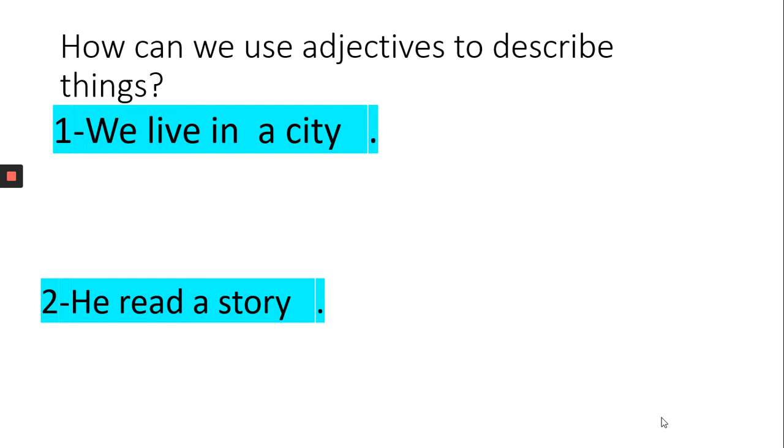Now, an adjective usually comes before the noun, and the noun here is the word city. City is a noun, so usually we put the adjective before the word city. How can we describe a city? Can we say, for example, smart, or beautiful, or blue, or maybe strong? So how can you describe a city? Correct. We can use words like big. We live in a big city. And we can use words like beautiful. We live in a beautiful city.